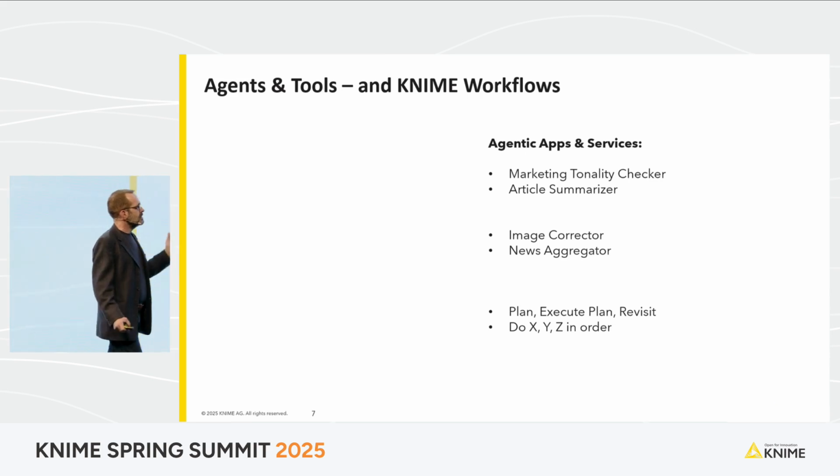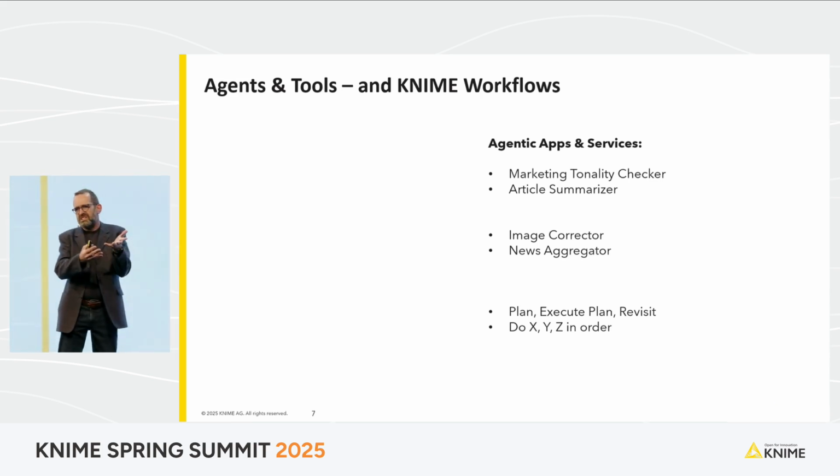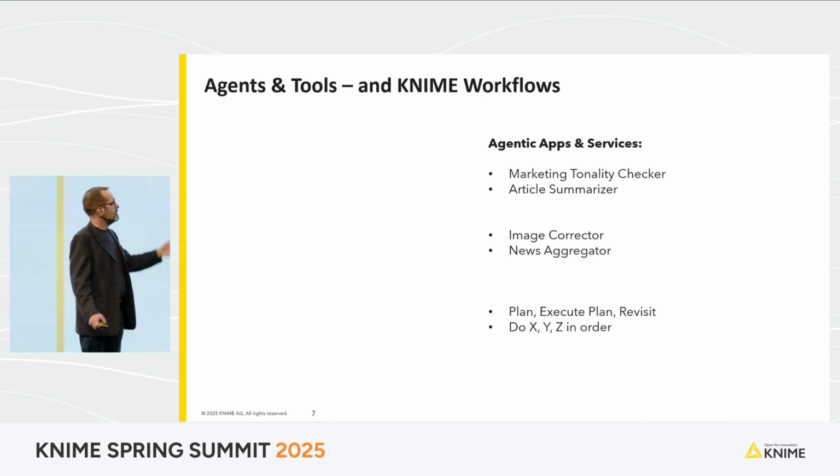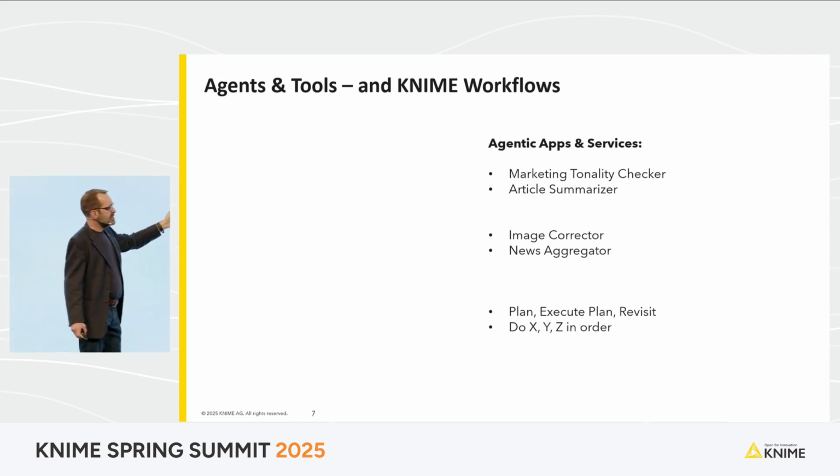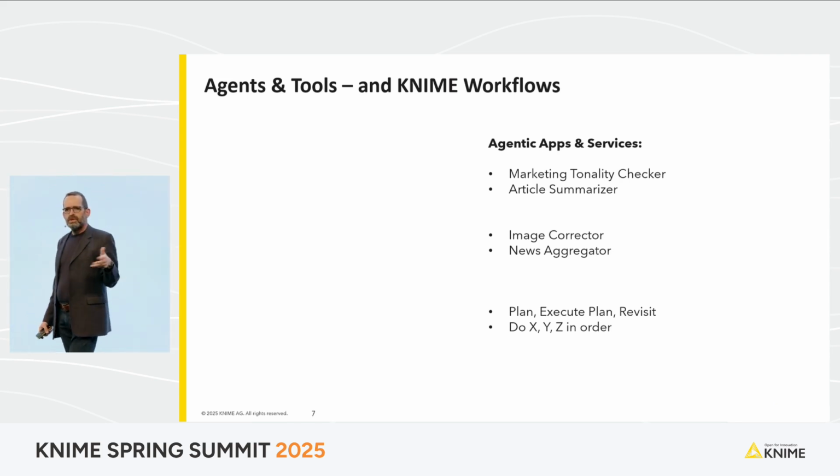That type of stuff automatically gets checked. Maybe you even get a revised version back already. Article summarizer, same story. Things like an image corrector. A news aggregator is probably something that's more used as a service by other tools, by other agents.